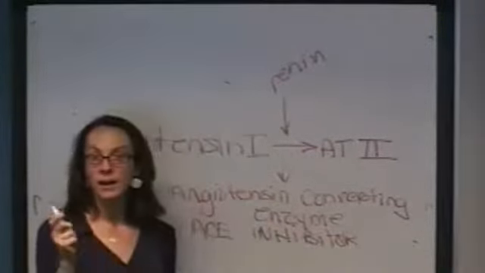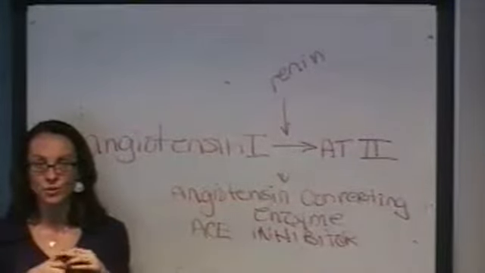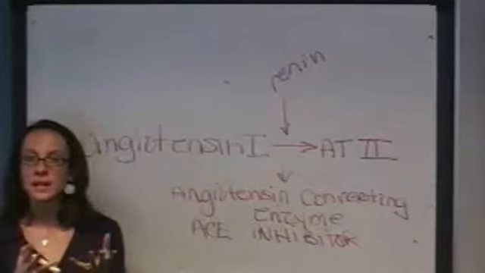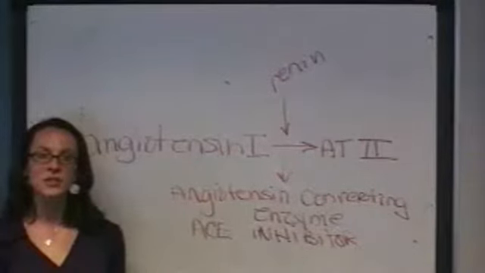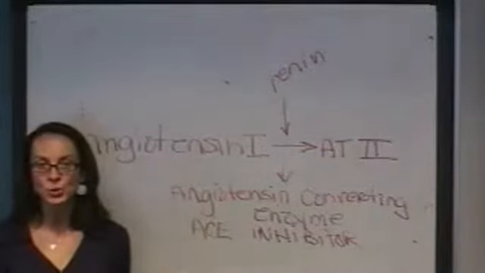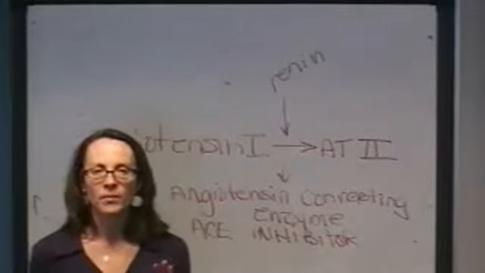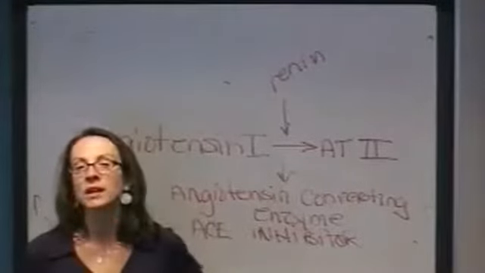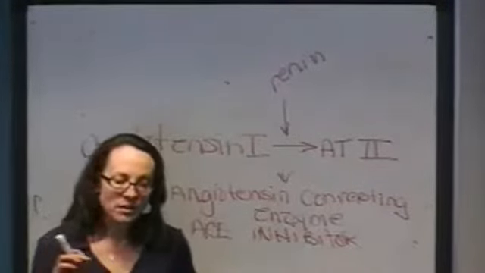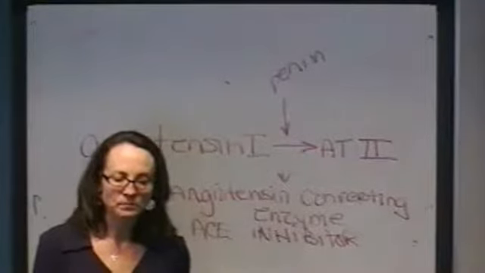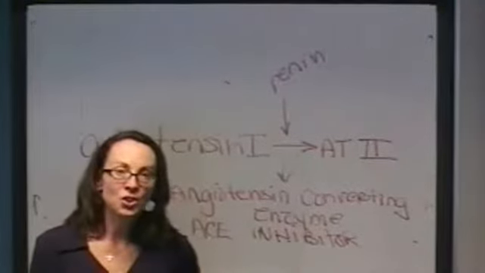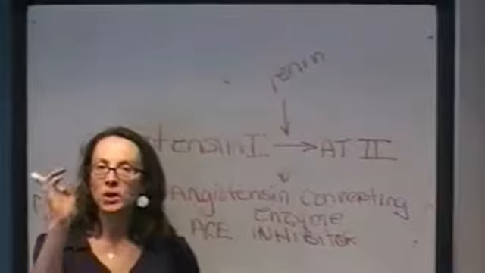ACE inhibitor. People with high blood pressure and heart problems take ACE inhibitors. ACE inhibitors prevent the conversion of angiotensin 1 to angiotensin 2. Angiotensin 1 is the latent form. It's not the active form. Angiotensin 2 is. Angiotensin 2, you could see under your notes, is a very potent vasoconstrictor.